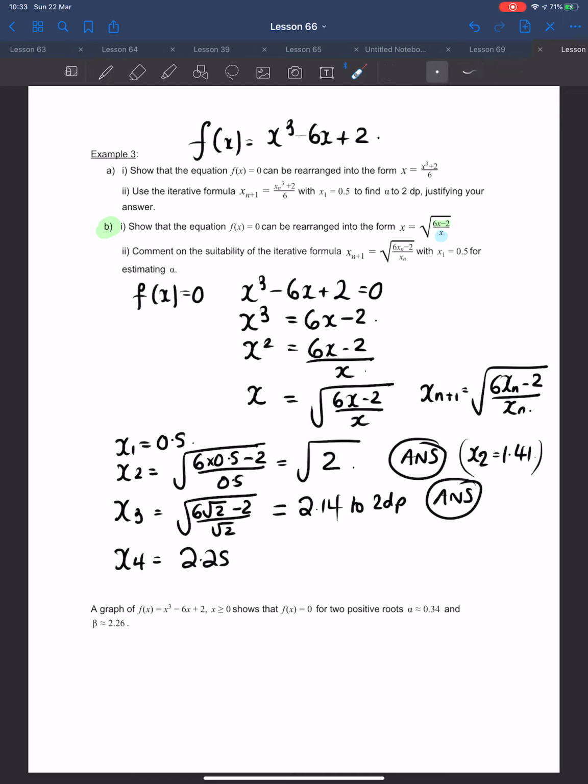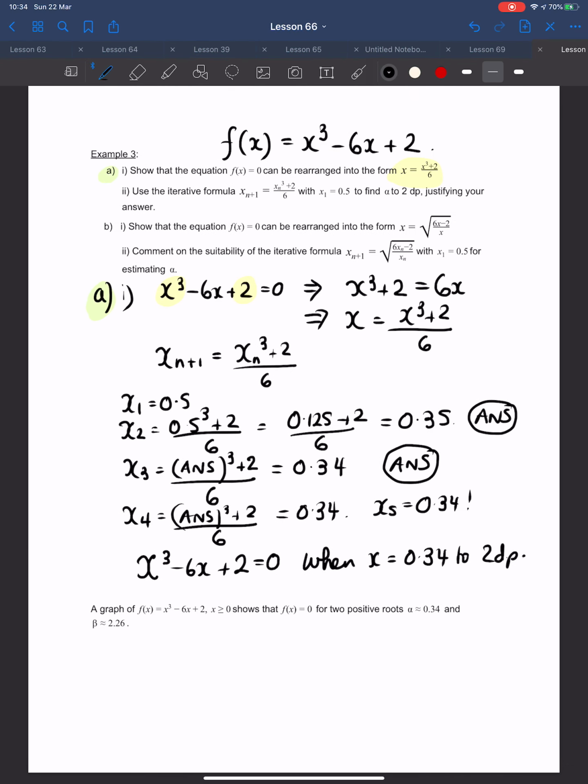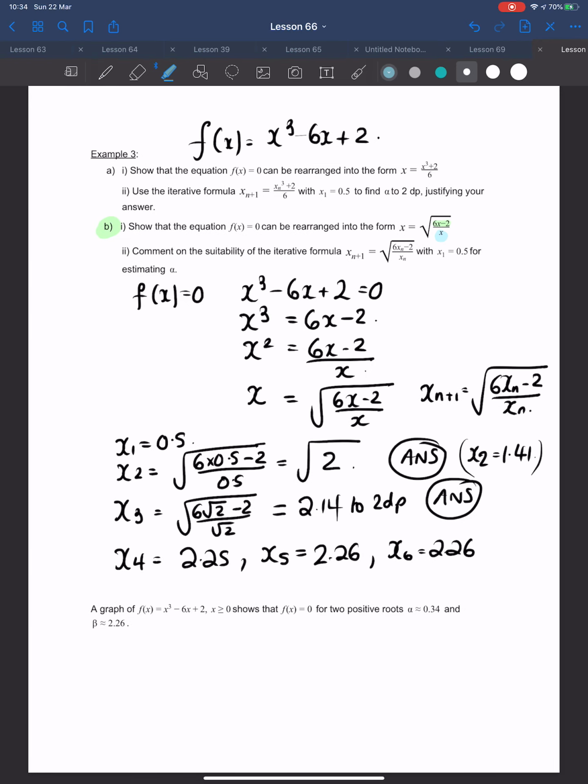So what they've done there is they've put 2.14 in here. 6 times 2.14, or 6 times the answer, minus 2, divided by the answer, square root, rounded off, 2.25. And then they've said x5 is 2.26 and x6 is 2.26. So we've converged to a different root. The previous page we converged to 0.34 for x. This one we converged to 2.26.